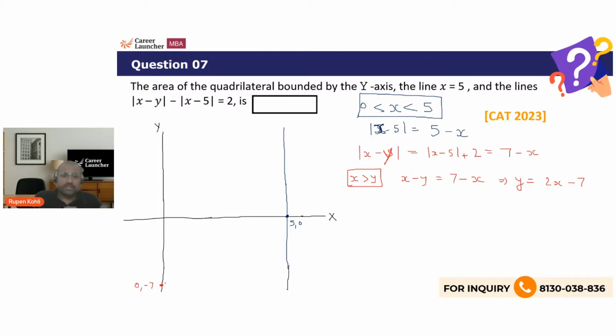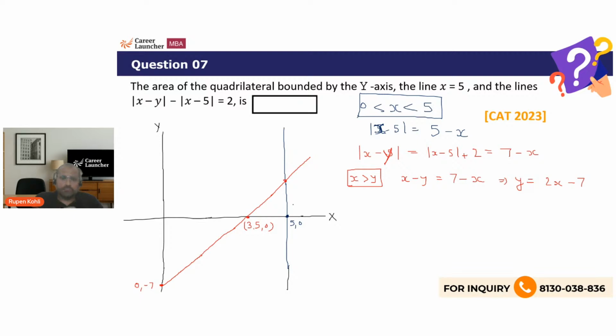Y equals 2x minus 7, and with a slope of 2, so rising sharply with a steep ascent, it will be like that. Also, I can mark the x intercept and the point where it will intersect with the line x equals 5. So when y is 0, 2x minus 7 is 0, or 2x equals 7, so x equals 7 by 2. So 7 by 2, or 3.5, is this intercept, (3.5, 0). Maybe I'll need these points for finding the area.